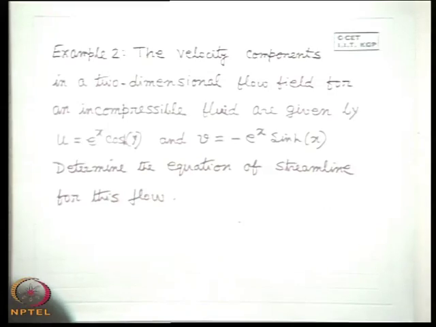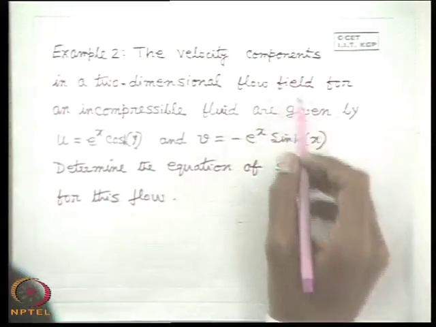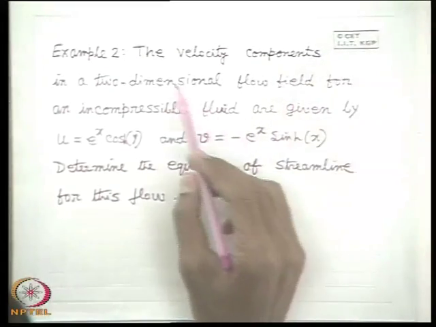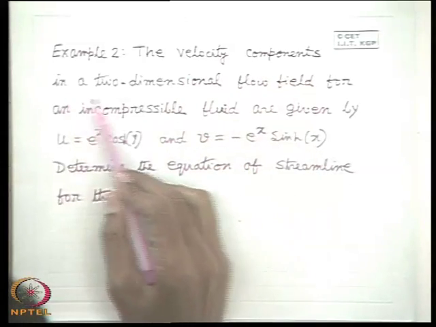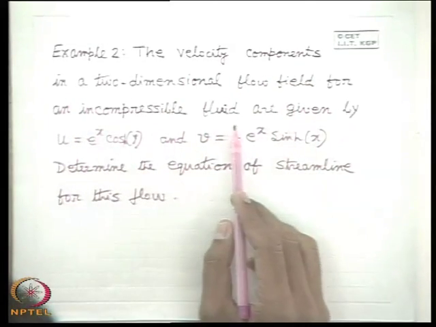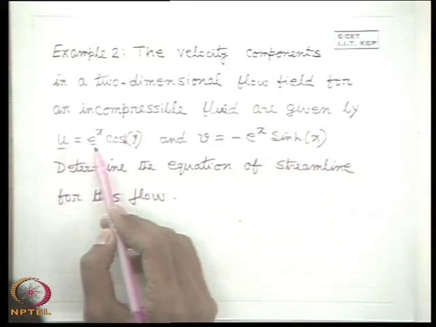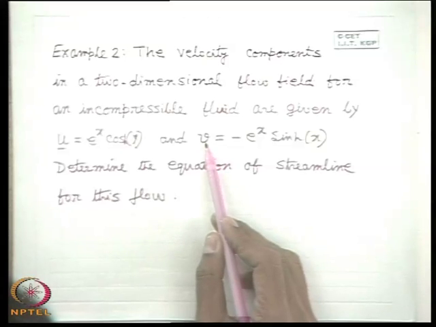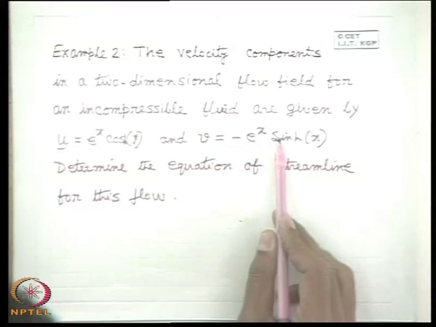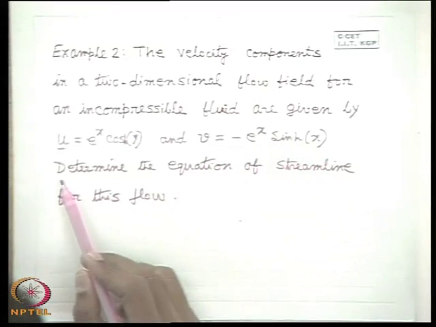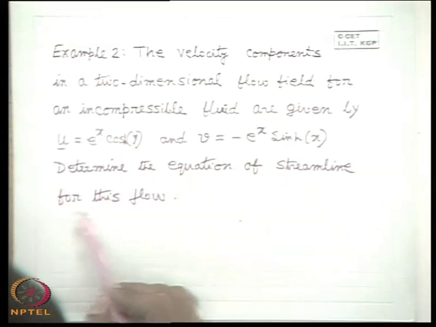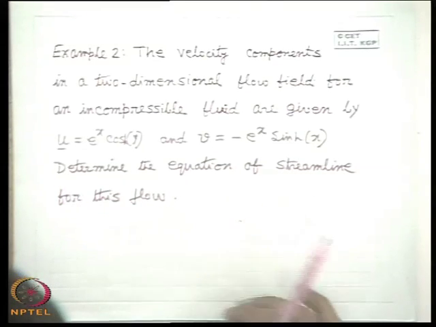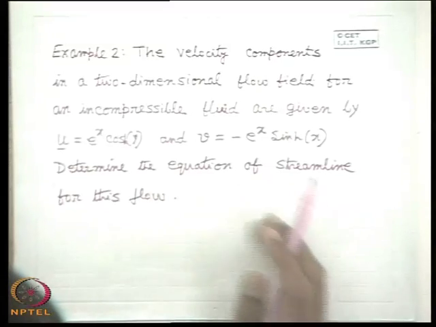So, let us go to a problem related to the earlier section, that is kinematics of fluid. Just a simple problem, a straightforward application of our theory. The velocity components in a two-dimensional flow field for an incompressible fluid are given by u is e to the power x cos hyperbolic of y, and the y component of velocity v is minus e to the power x sin hyperbolic of x. Determine the equation of streamline for this flow. It is a very straightforward application for the equation of streamline.